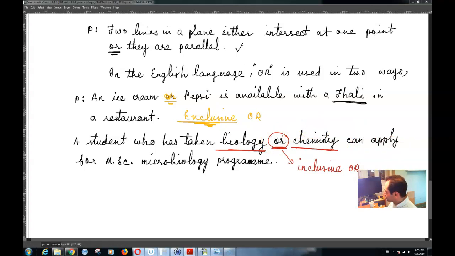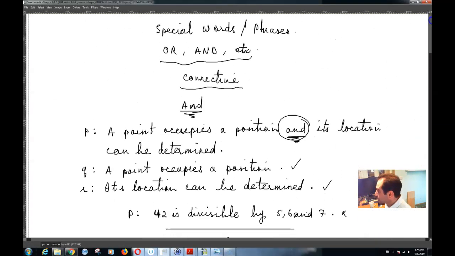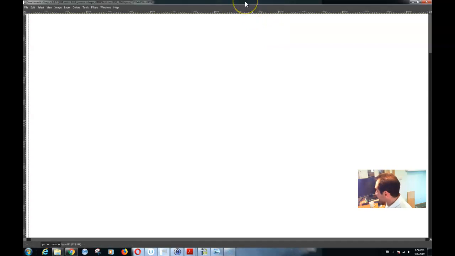So in order to understand that, let's take a look at some examples. What we want to do in this example is that for each one of these statements, we want to determine whether an inclusive or an exclusive or has been used. So let's see what the examples are.